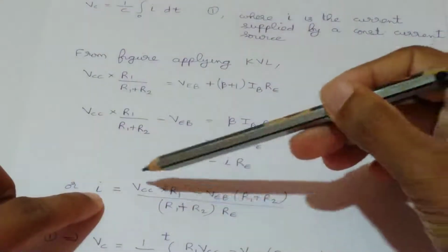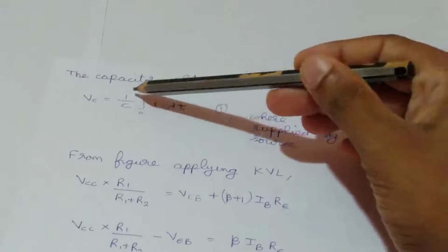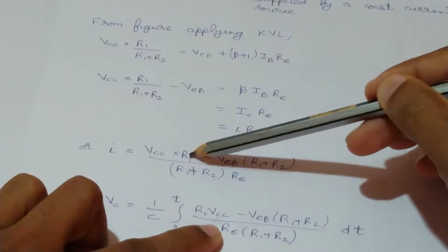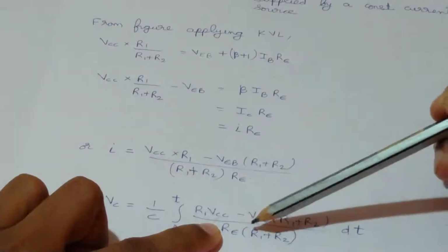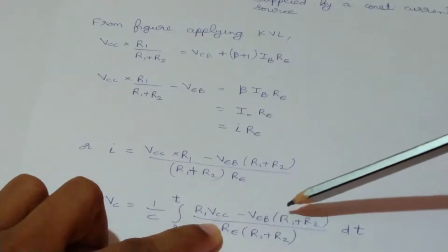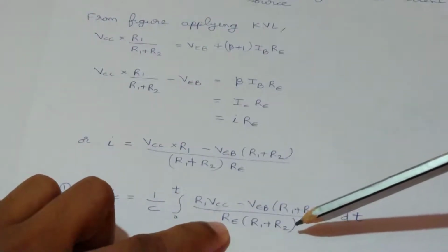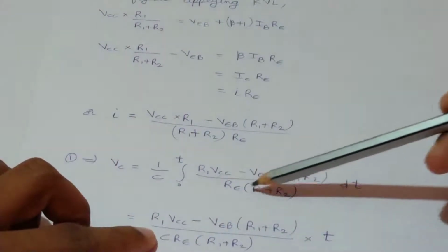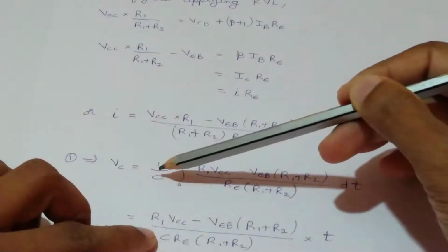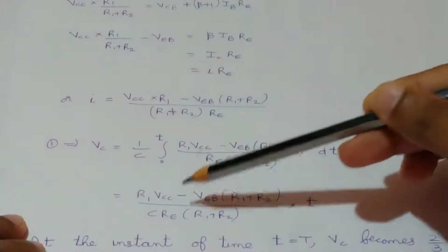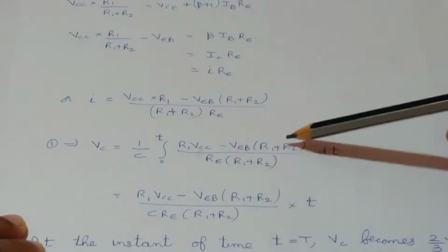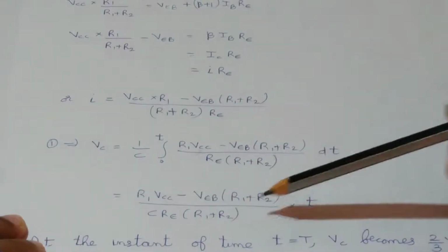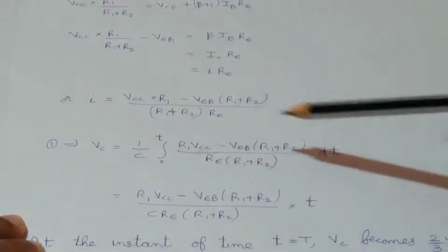When we substitute this in equation 1, VC is equal to 1 by C into integral 0 to T. For I we substitute this one, so here we get VCC minus VEB into R1 plus R2 divided by RE into R1 plus R2, dt. This is a constant value, so we can take it outside. So we can write VC is equal to R1 VCC minus VEB into R1 plus R2 divided by C into RE into R1 plus R2, into integral of 0 to T dt.